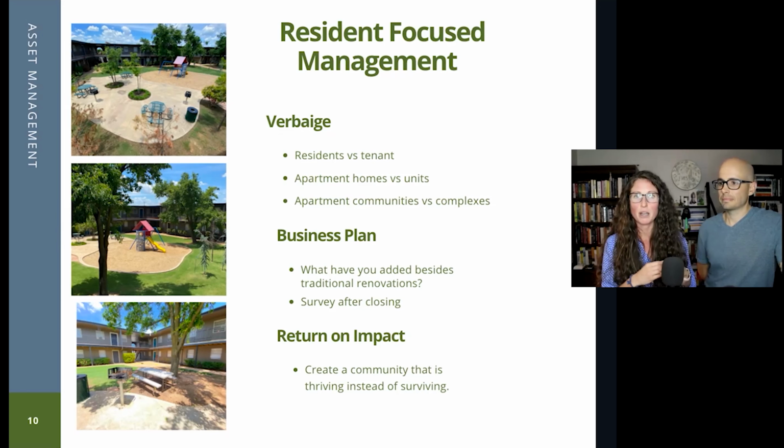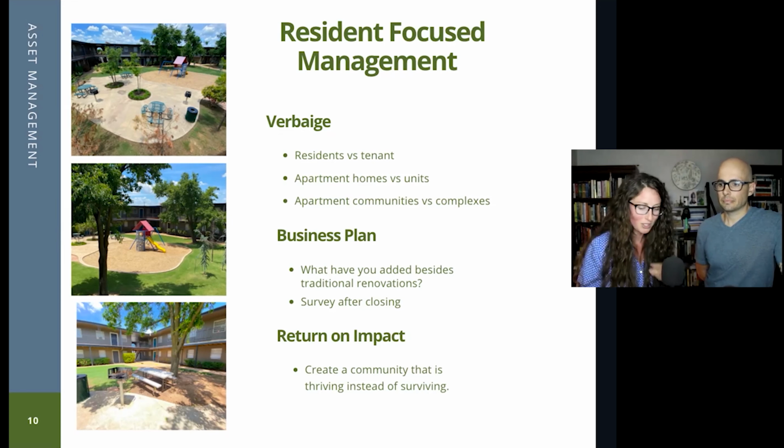When you start talking about people instead of just profits, the whole conversation changes with everyone, because not everyone is driven by money. When you talk about how you can change the lives of people, a lot more passion comes out, not just with your general partnership team, but with your property management company and the vendors that you work with, because your cause is bigger, right?